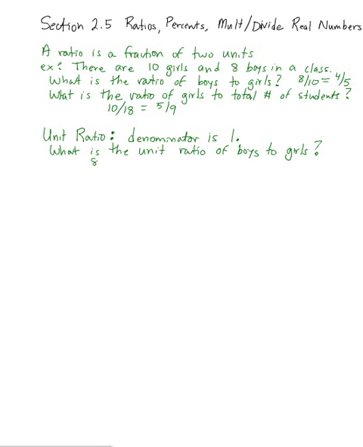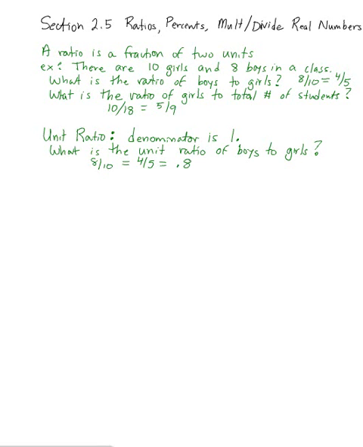Well, once again, our ratio was 8/10, which would be 4/5. Now, how do you get 1 on bottom? Well, you take your calculator and you go 4 divided by 5, and you should get 0.8. So our unit ratio, we would write it as a decimal, 0.8. Not all unit ratios will be decimals, but most of them will. You'll find you'll get a decimal.